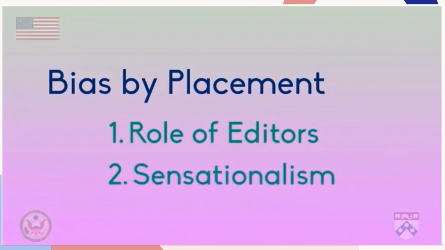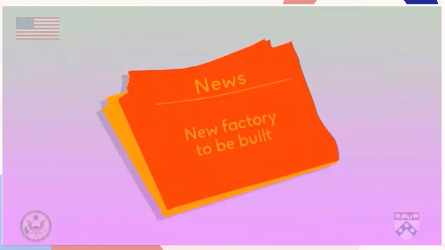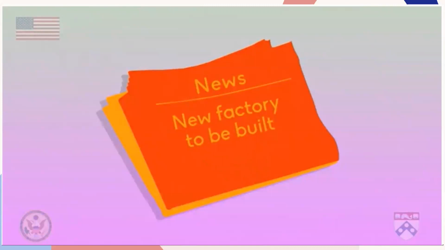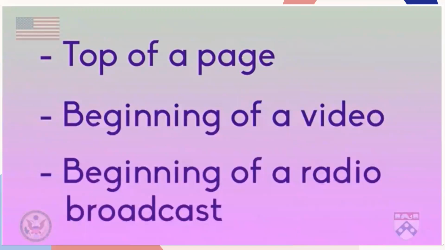Bias by placement happens when stories that are important for our daily lives don't receive important placement in media messages. It can also happen when unimportant stories get important placement in media messages. Remember, important placement means that something is at the top of a page or at the beginning of a video or radio broadcast.